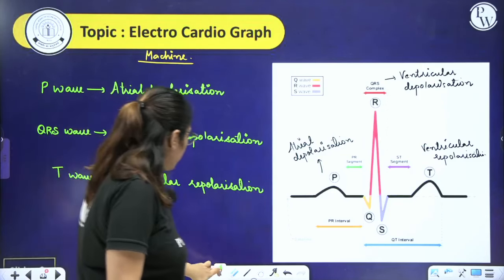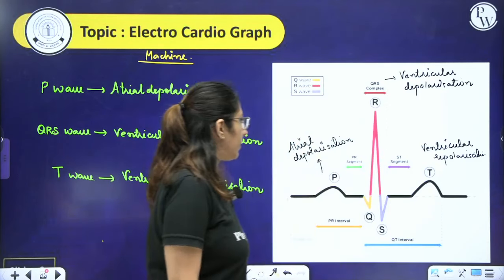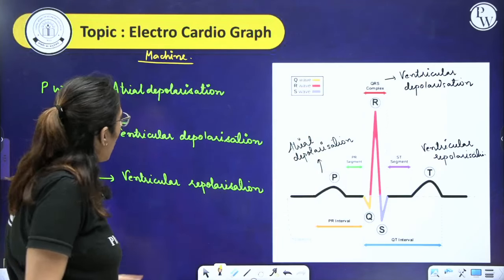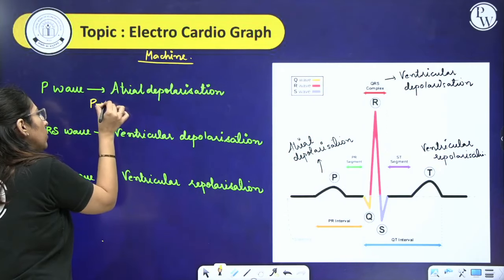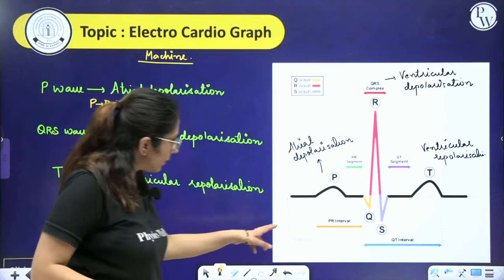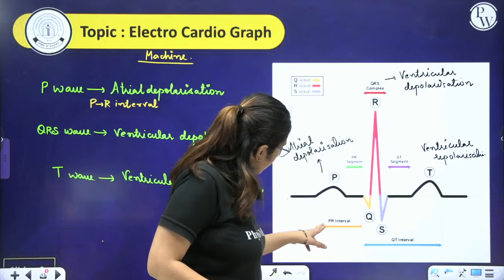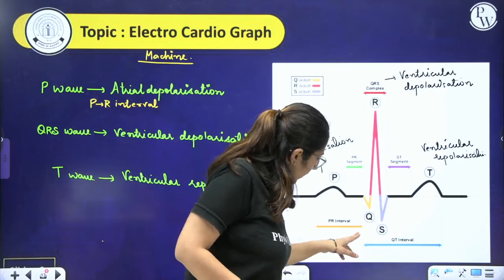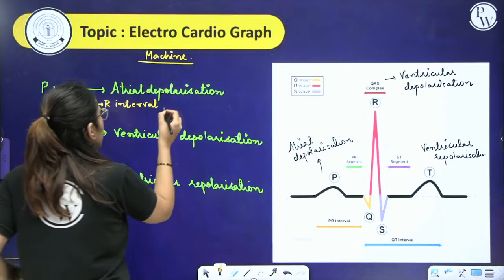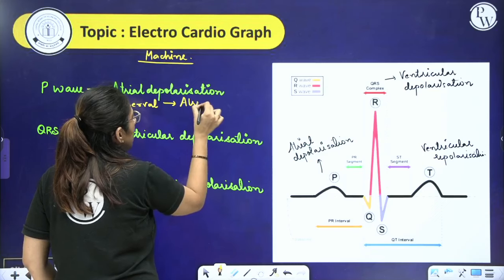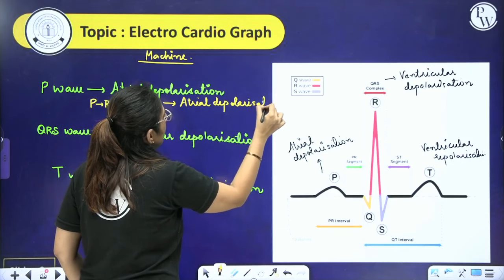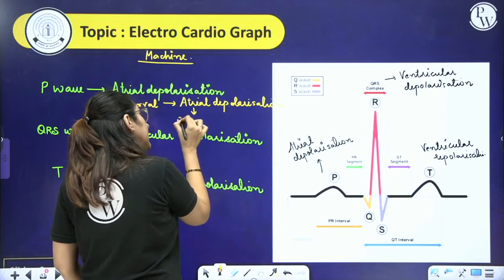Clear? Atrial depolarization has started, indicated by the P wave. Now, there is a segment which is termed the PR interval. Guys, can you see the PR interval? This interval, because a contraction has started. The PR interval indicates that the whole atrial contraction will start. Listen very carefully. First there will be atrial depolarization, then it leads to atrial contraction.